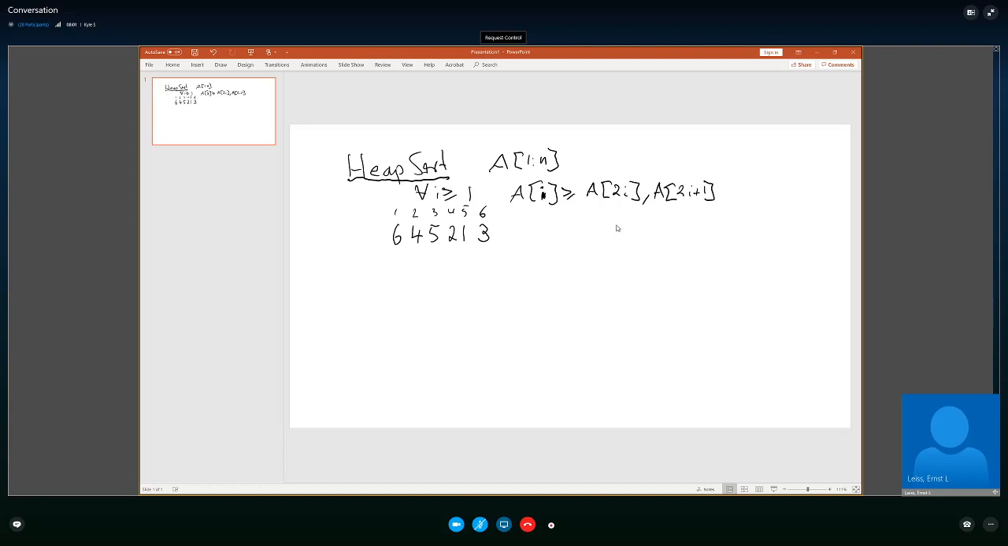And so we have position 1 has to dominate, the content has to dominate what's in position 2 and 3, and that is certainly true. 4 and 5 are both smaller than 6. Then position 2 is 4, and positions 4 and 5 contain 2 and 1, and 4 dominates 2 and 1. And position 3 contains 5, and that dominates obviously what is in position 6, which is 3.